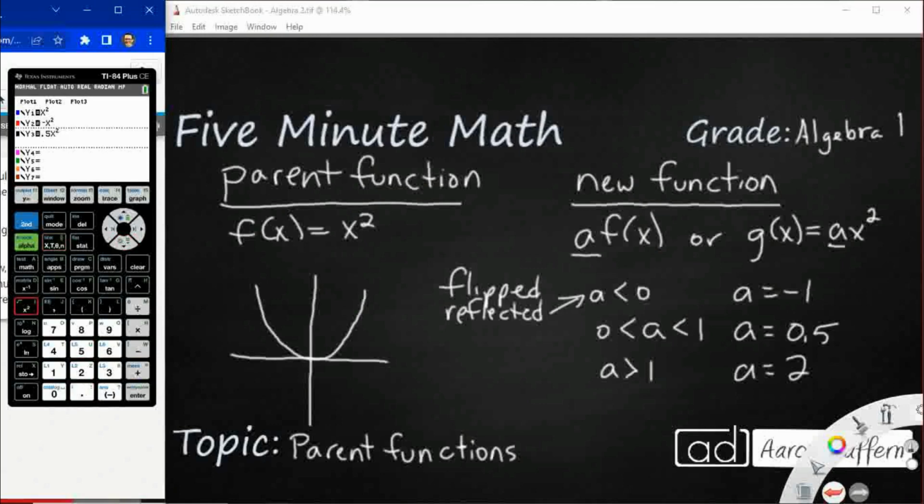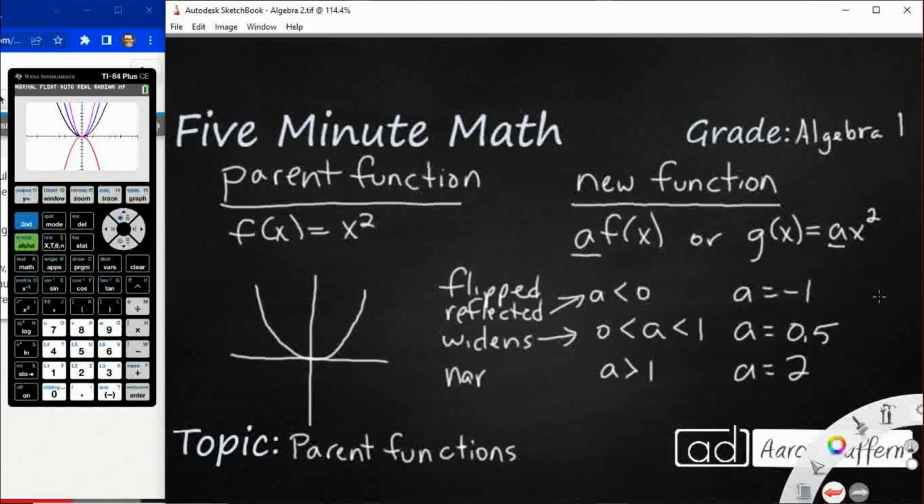Okay, so what happens if we make it 0.5? All right, well, we're going to see here that it widens. So if you get an a that is a multiplier less than 1 but greater than 0, it's going to widen. And then finally, what happens if it becomes larger than 1? It's that purple one in the middle. It narrows. So many things happen to our parent function when we put an a or a multiplier in front of the x.